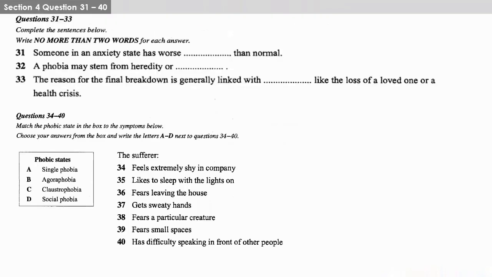Now turn to Section 4. Section 4. You will hear a talk by a health studies lecturer on anxiety. First, you have some time to look at questions 31 to 40. Listen carefully and answer questions 31 to 40.